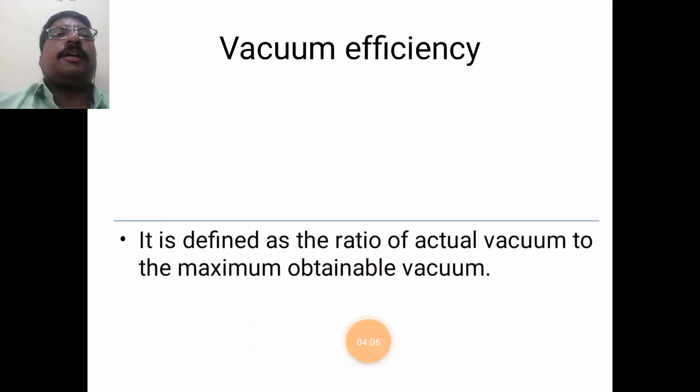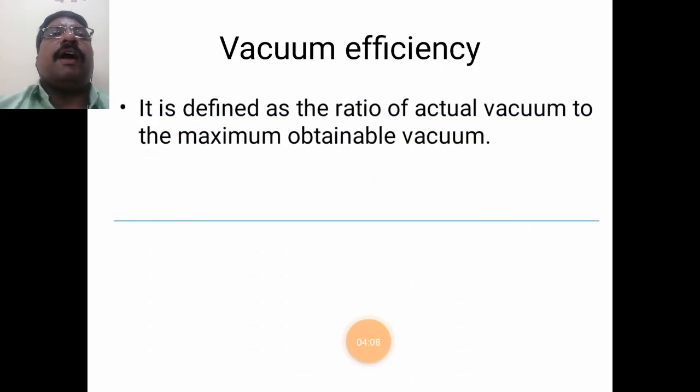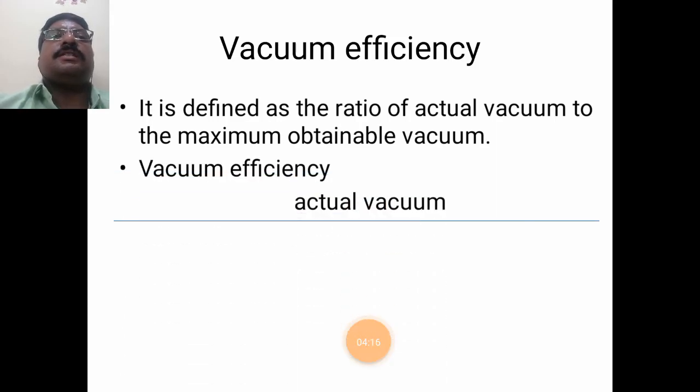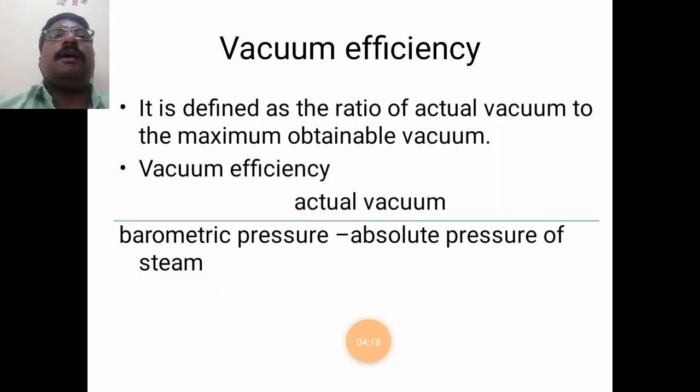Now vacuum efficiency. The vacuum efficiency is defined as the ratio of actual vacuum to the maximum obtainable vacuum. That is, vacuum efficiency is actual vacuum to the absolute maximum obtainable vacuum, that is, barometric pressure minus absolute pressure. This is calculated by means of the reading observed on the glass tubes.